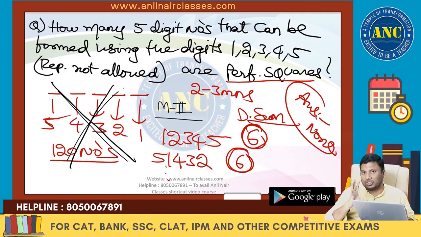A perfect square's digital sum will always be 1, 4, 7 or 9. I hope the concept is clear. Tough question made very easy.